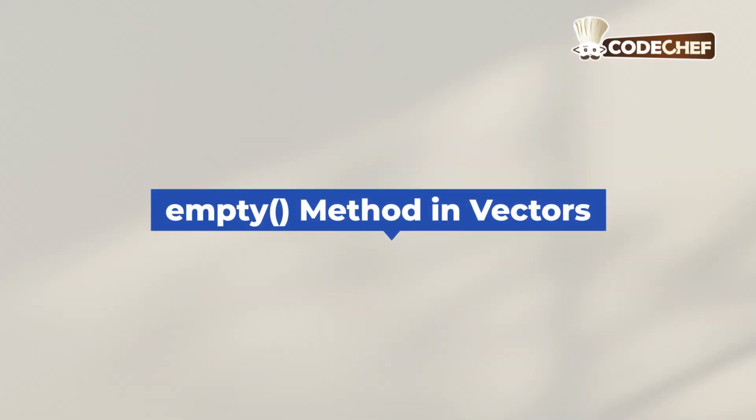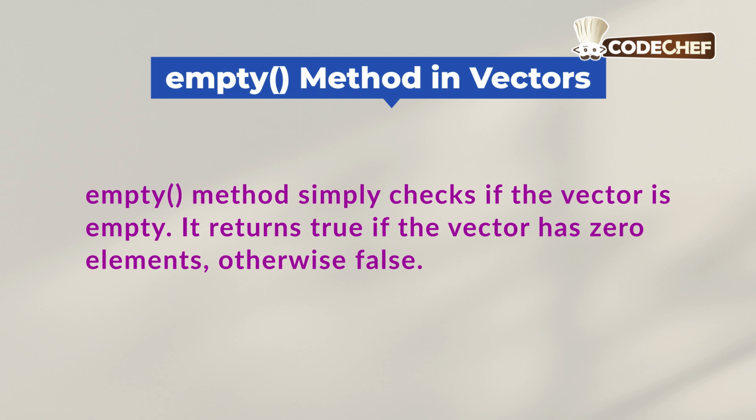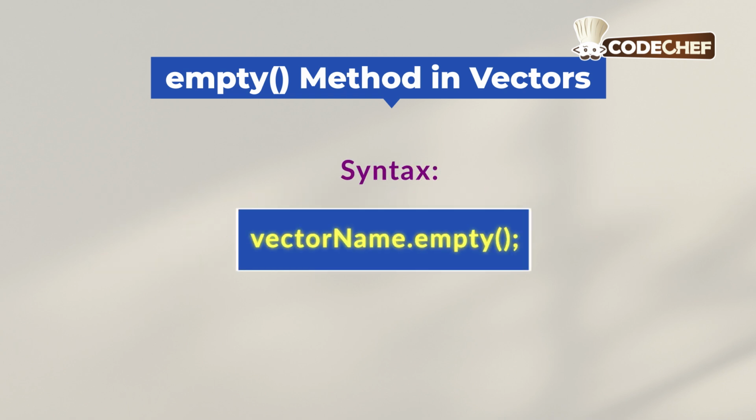Empty method in vector. The empty method simply checks if the vector is empty. It returns true if the vector has 0 elements, otherwise it returns false. Its syntax is vectorname.empty(); Now let us go to the CodeChef platform to see an example of using the empty method in C++.